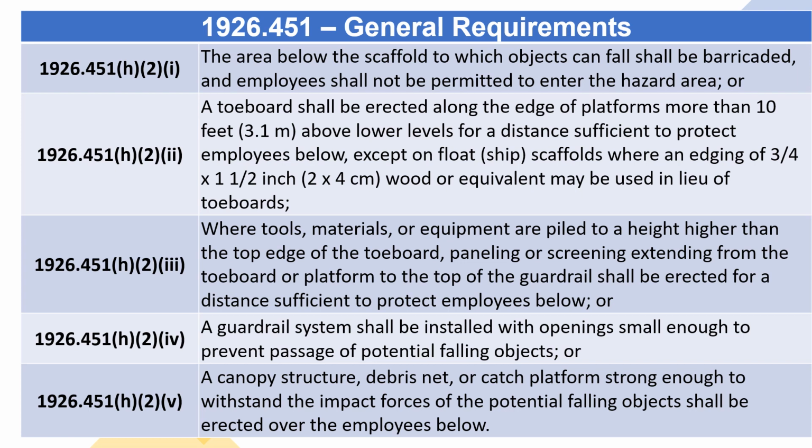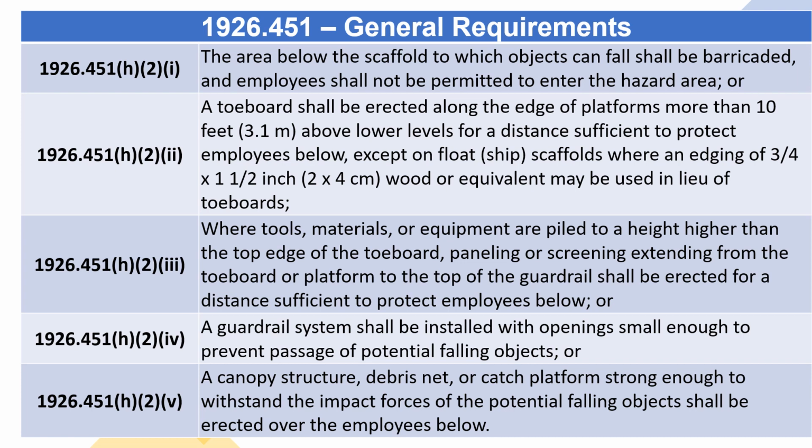1926.451(h)(2)(i) through (h)(2)(v). The area below the scaffold to which objects can fall shall be barricaded, and employees shall not be permitted to enter the hazard area, or a toe board shall be erected along the edge of platforms more than 10 feet (3.1 meters) above lower levels for a distance sufficient to protect employees below, except on float (ship) scaffolds where an edging of 3/4 by 1 1/2 inch (2 by 4 centimeters) wood or equivalent may be used in lieu of toe boards.